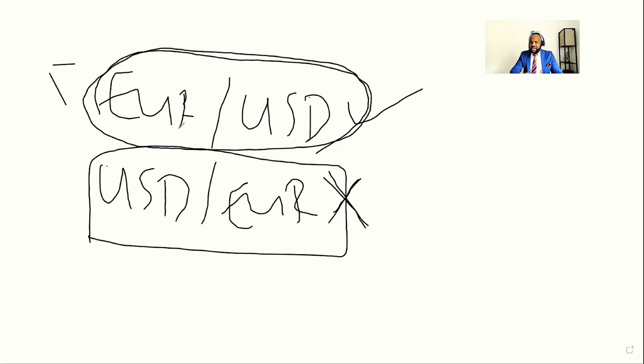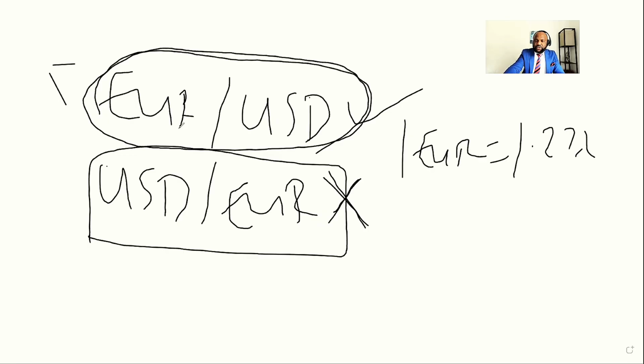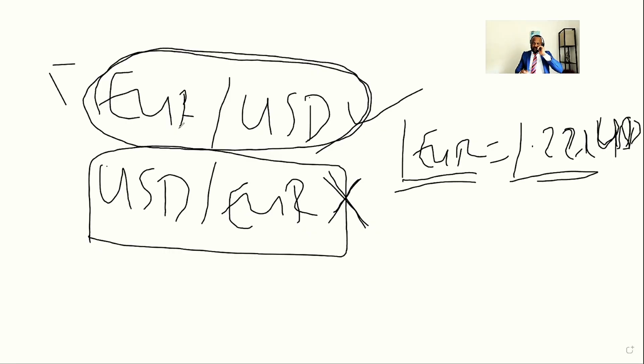So euro versus dollar. And that means that 1 euro, whatever the rate is, maybe equals 1.222 USD. So it means that if I want to buy 1 euro, I will spend 1.222 USD to buy 1 euro. And if I sell 1 euro, I will get 1.222 USD. It's just the value, the rate, the exchange rate.